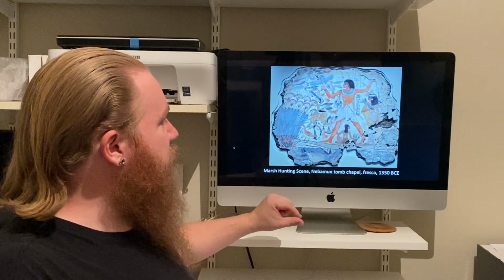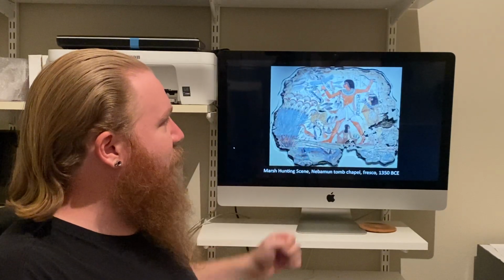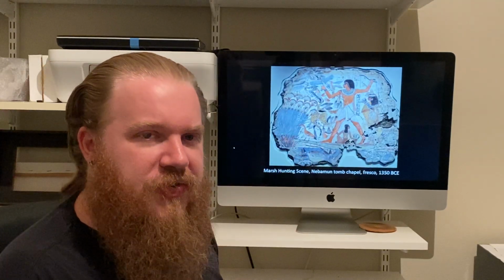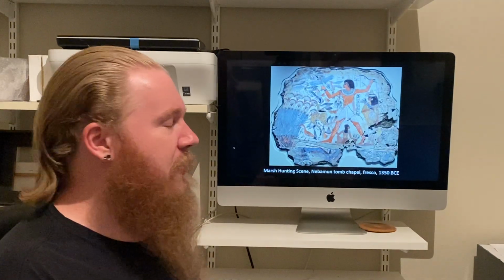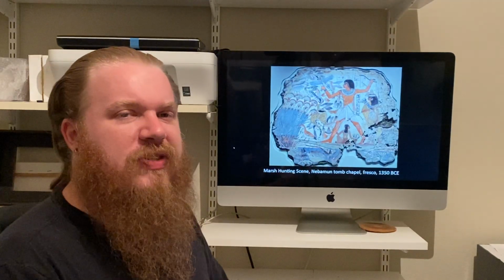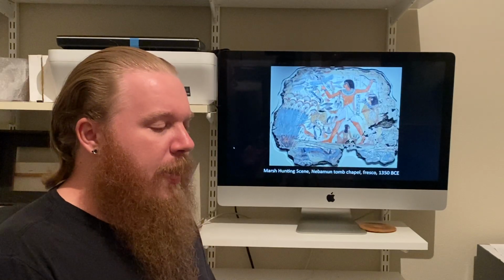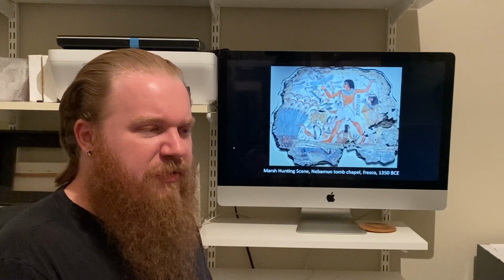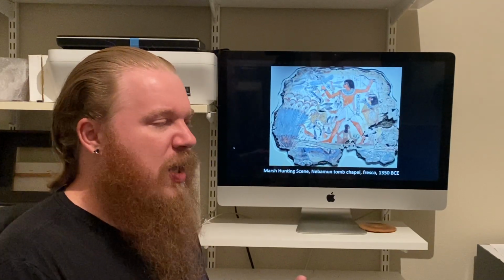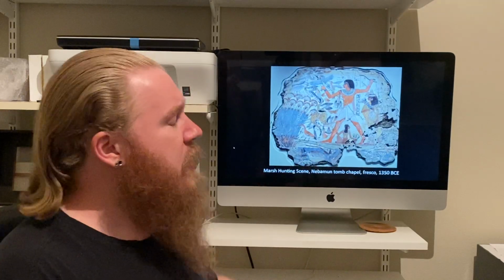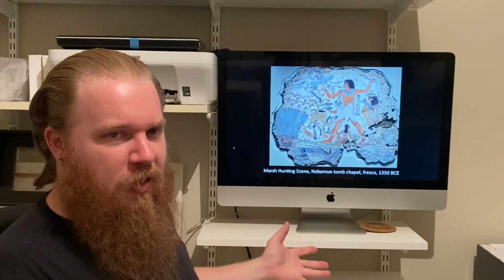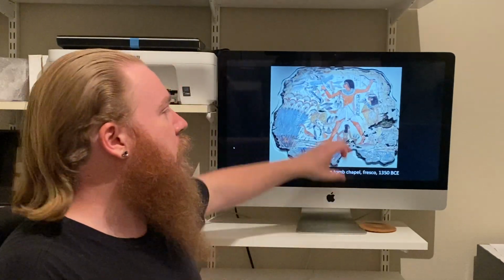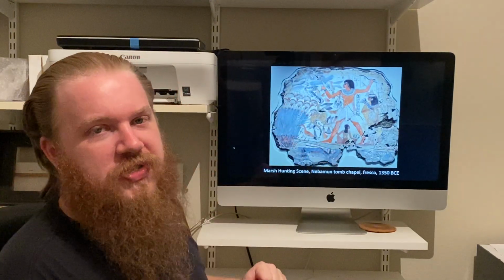And so what we see here is also what comes to be known as hierarchical scale. And we'll get into that a little bit more later on. But hierarchical scale refers to the height of an individual or an object being a reference to its importance. So in this particular case, Nebuchadnezzar, whose tomb this belongs to, is the most important individual. So he is actually depicted the largest here.